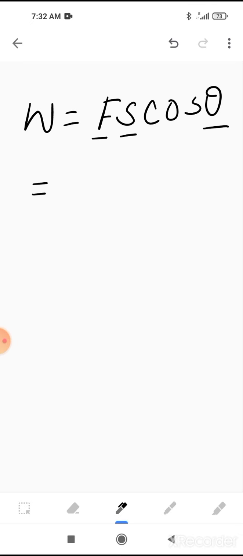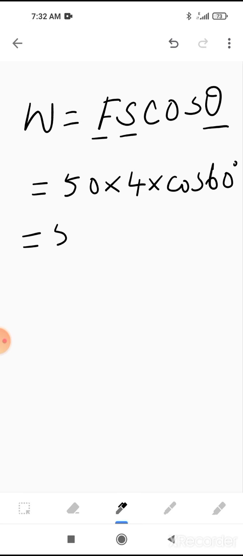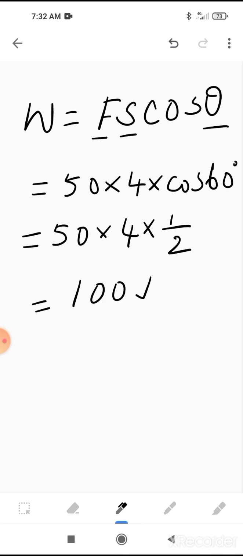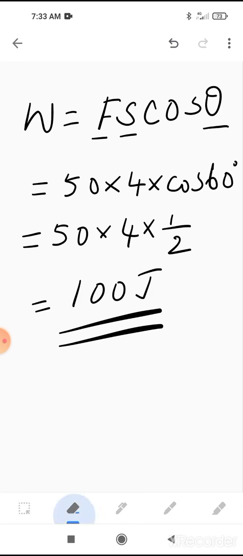So here force is 50 Newton, displacement 4 meter, and angle between F and S is 60 degree. So 50 into 4 into cos 60, which is 1 by 2. So you will get 100 joule. The work done is 100 joule. Now question number 3.